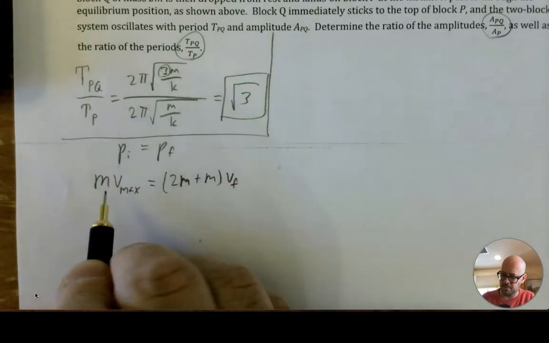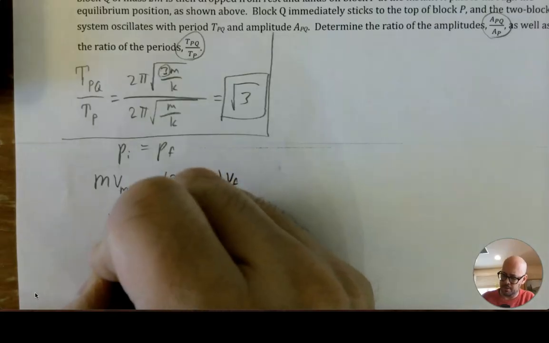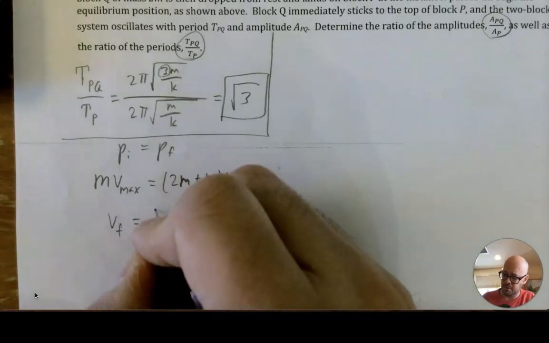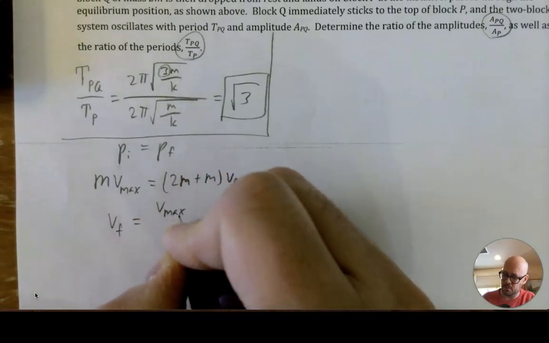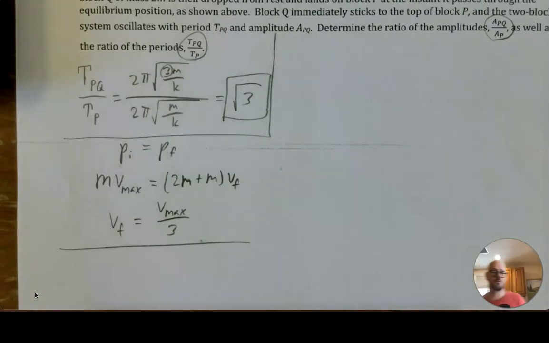So I have m Vmax equals 3m Vf, and if I solve that equation, I get the final velocity after that collision is equal to whatever the maximum velocity was divided by 3. So that's an important result. That new maximum velocity is 1/3 of what it was.